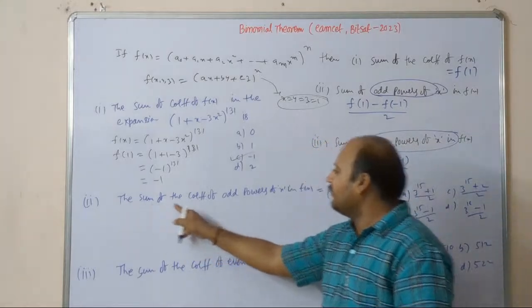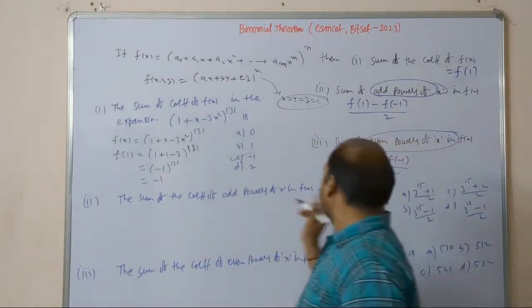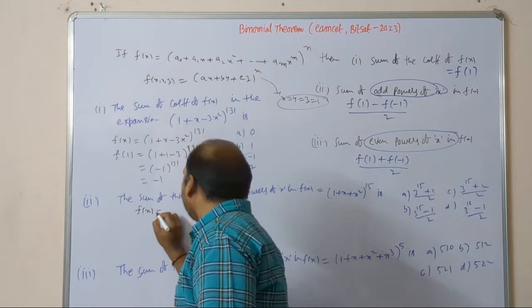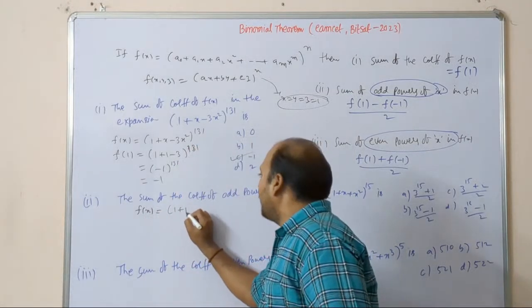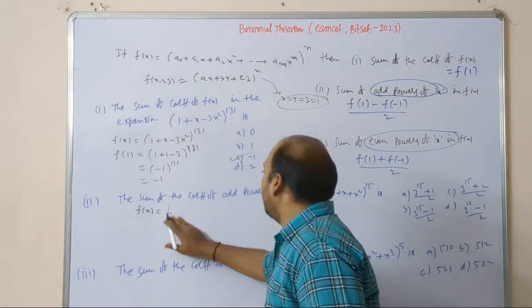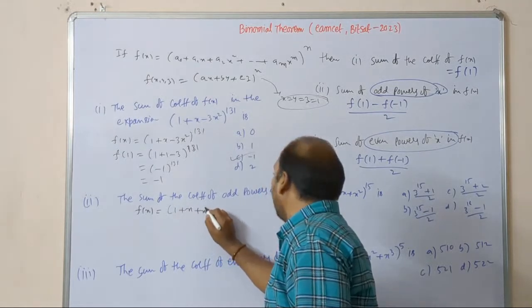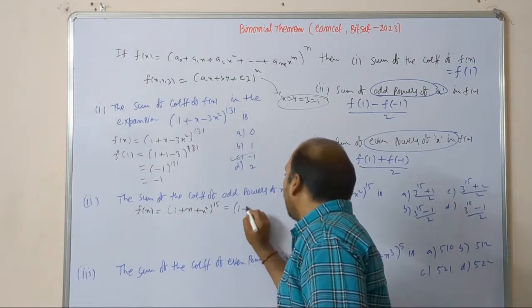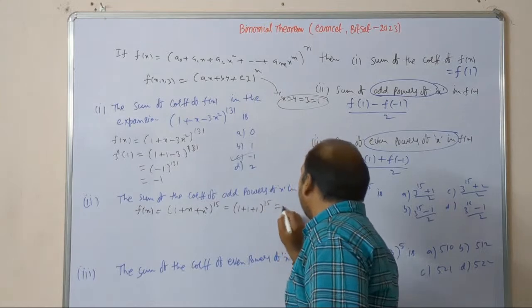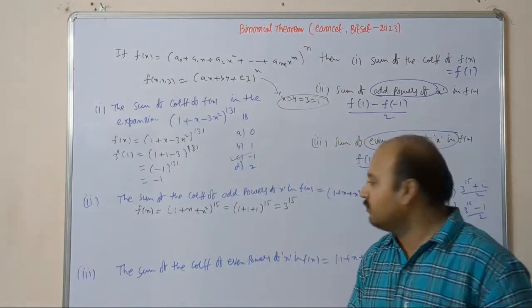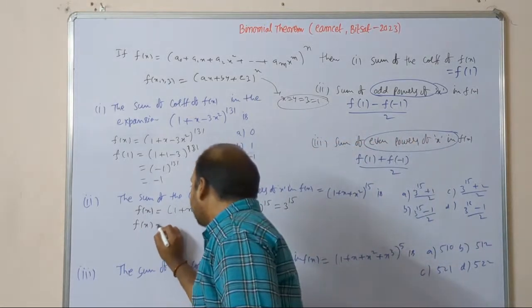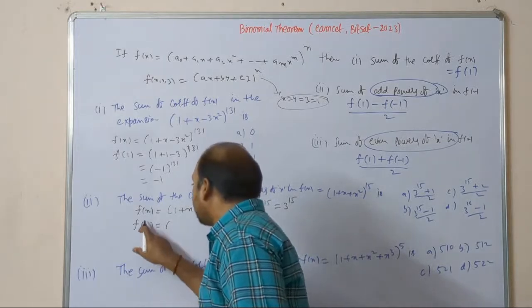Now come to here, the sum of the coefficients of odd powers. So what is f of x here? f of x is equal to (1 plus x square) whole power 15. f of 1 is (1 plus 1 plus 1) whole power 15, so 3 power 15.